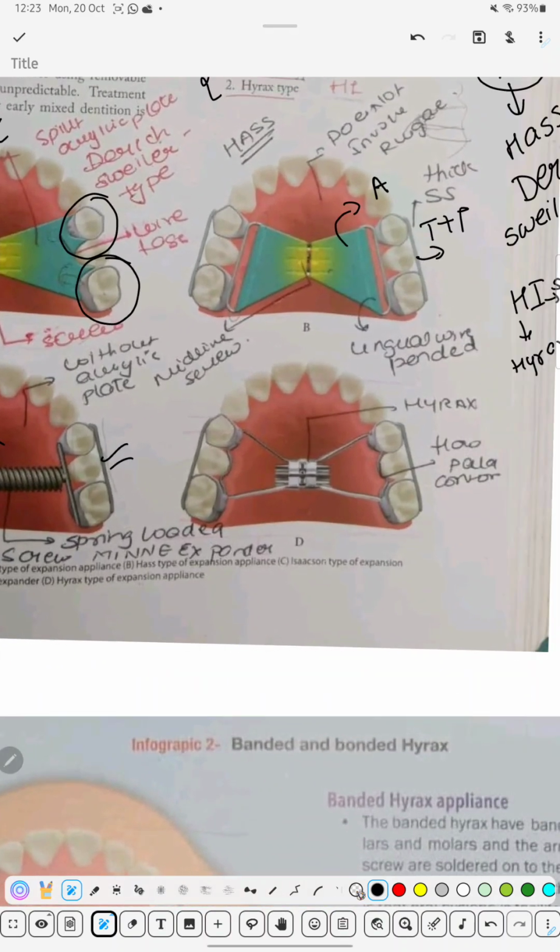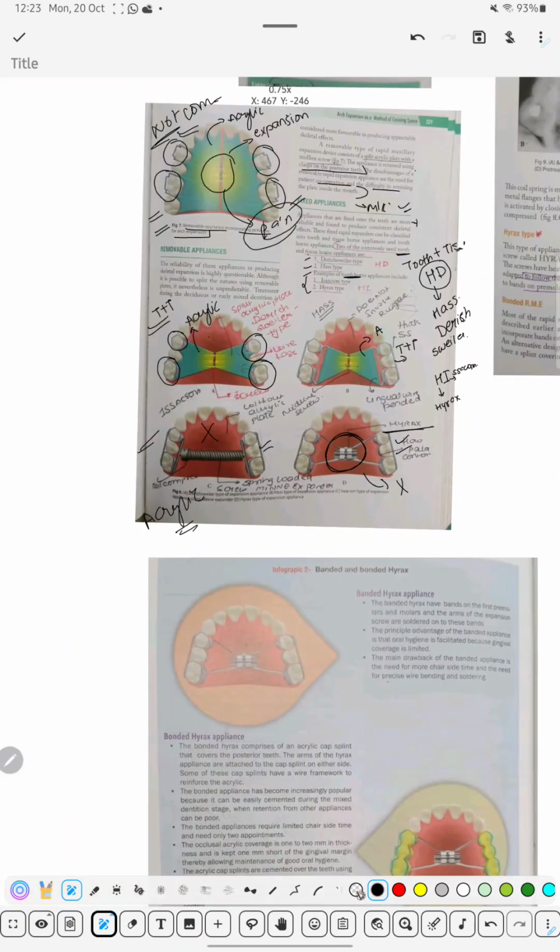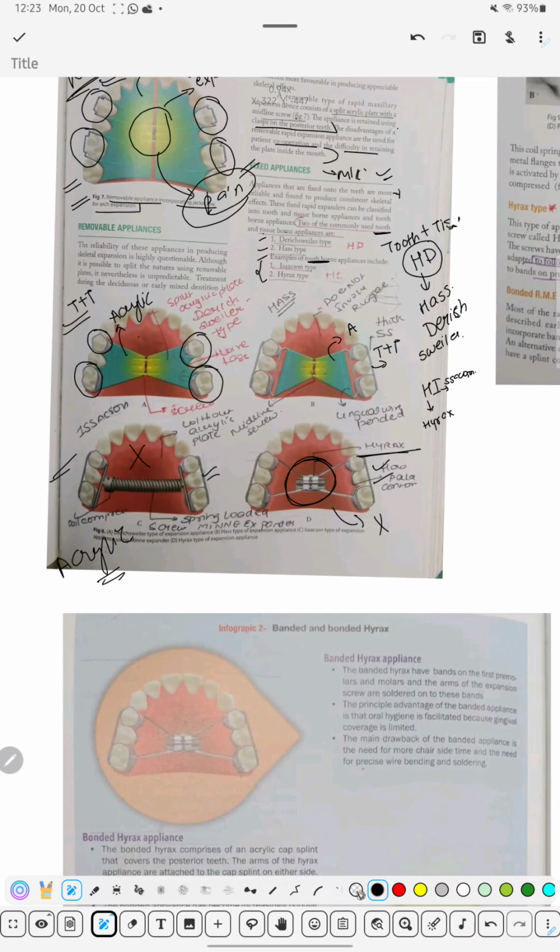Similarly, you will see this is the Hyrax appliance. It has a screw. It is also known as hygienic rapid maxillary expansion appliance. So it also does not have acrylic, hence it is only taking support from the tooth. So let us learn about this appliance in detail.